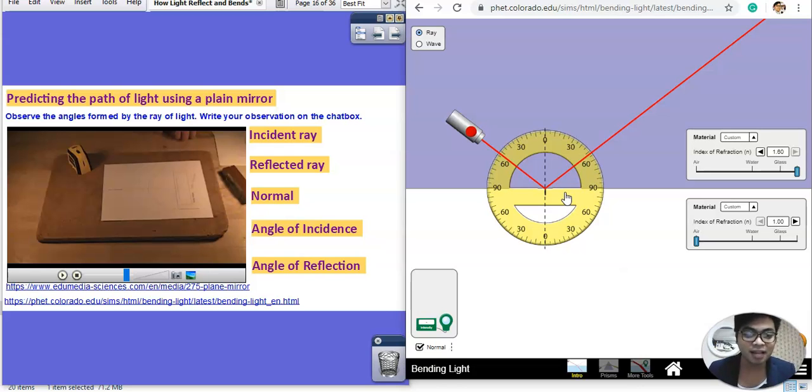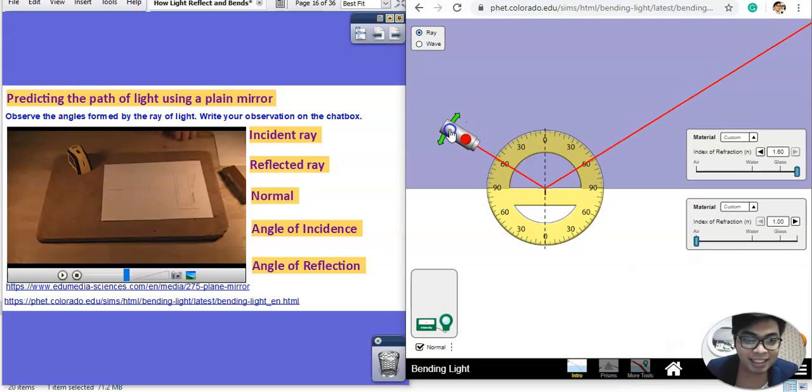If you have a laser light or a beam of light thin enough that you can measure, or you can put a line in it. So let's set it at 60 degrees. Okay, so look, the incident ray passes through 60 degrees. So the angle formed between the normal here and the incident ray is what? It's 60 degrees.